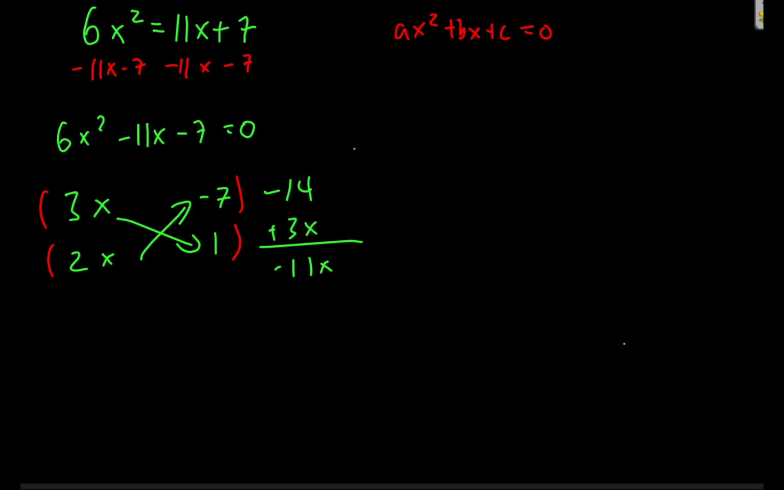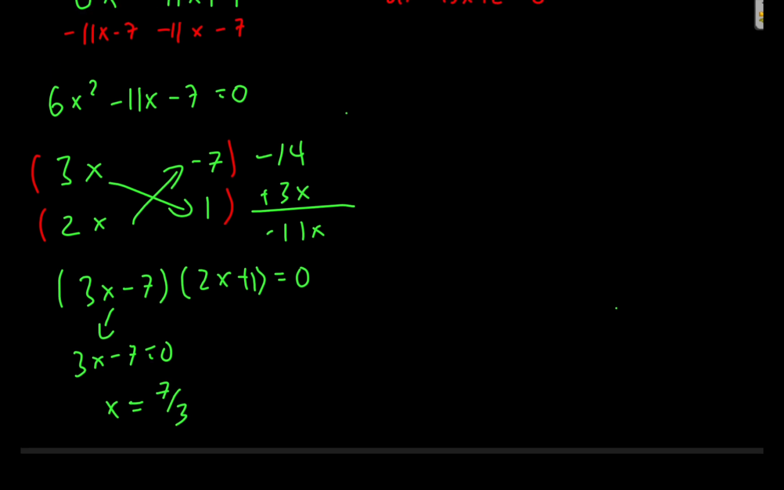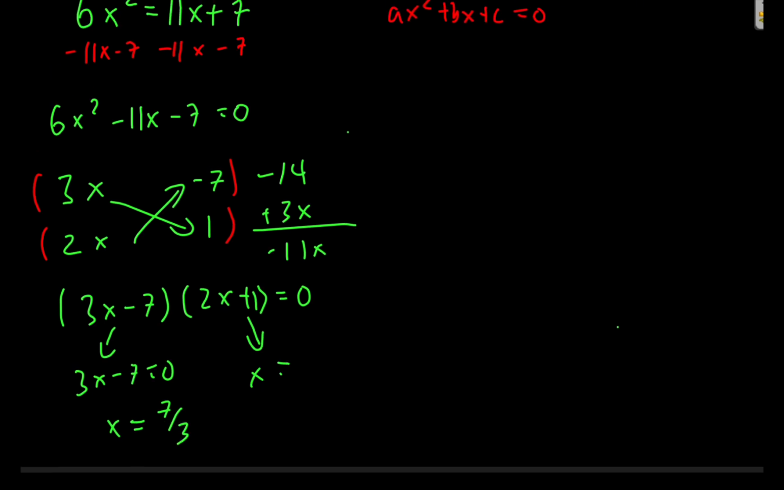So my answer is 3x minus 7 times 2x plus 1 equals 0. And once again, I'm going to set each factor equal to 0 and solve for x. So x equals 7 over 3, and x equals negative 1 over 2.